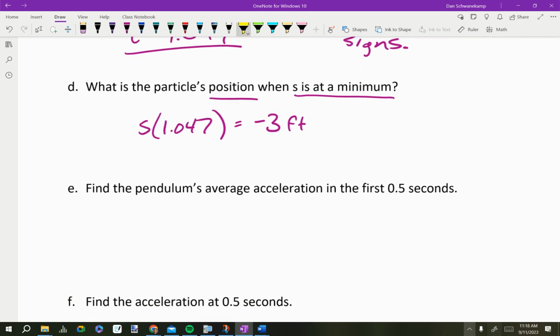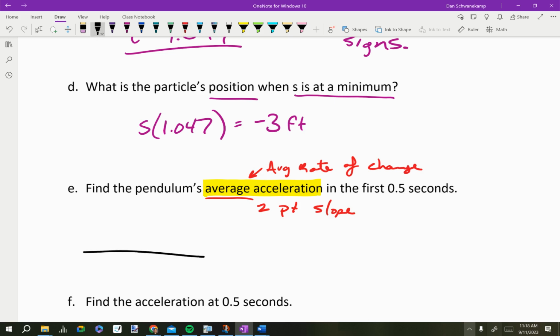Pendulum's average acceleration. I want to know average. You hear the word average. What are we thinking right now? Average means 2-point slope. Average rate of change. It is a 2-point slope. What are we going to find a 2-point slope of? What, when we find the slope of it, is going to tell me acceleration? Velocity. I need to do a 2-point slope of velocity. The good news, on our calculator, that's really easy.